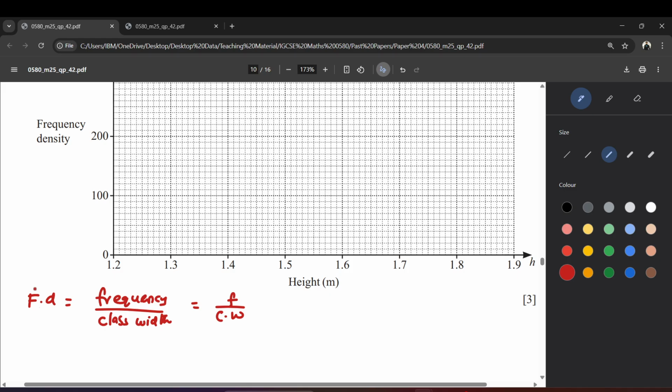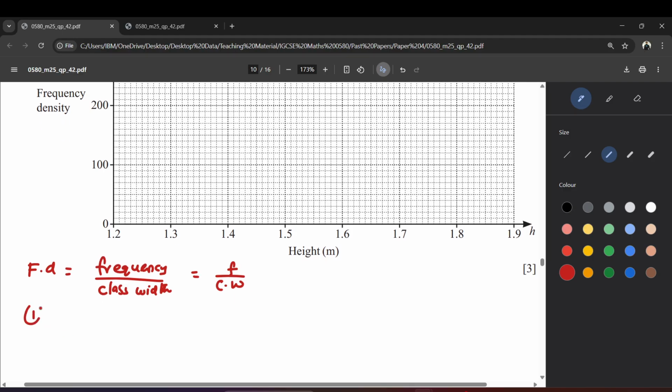The first word is frequency on the left hand side, on the right hand side the first word should also be frequency. That's it, just keep that in mind. Okay, so for frequency density, the first word is frequency on the left hand side. Just keep the same thing on the right hand side. Frequency should be the first word. So that's why you will always remember the frequency comes at the top.